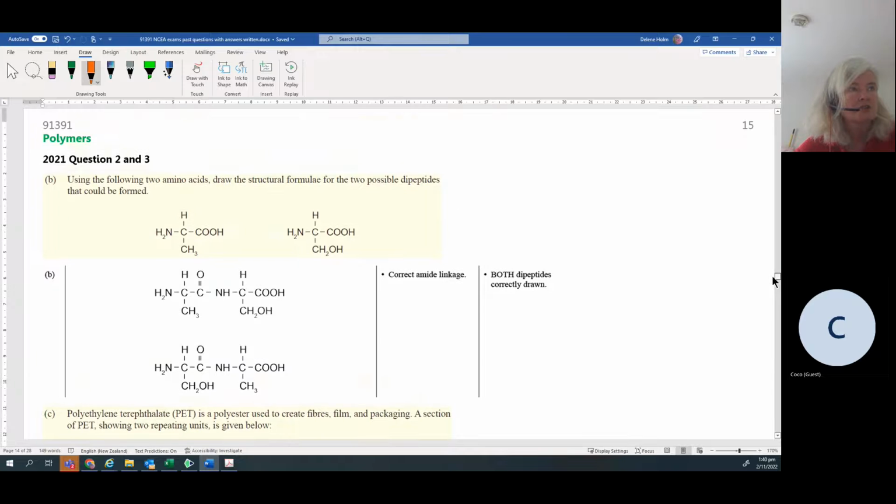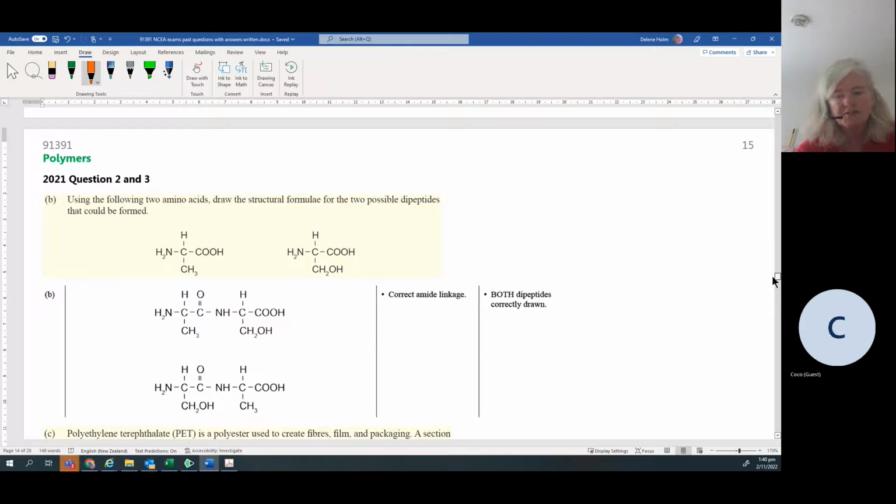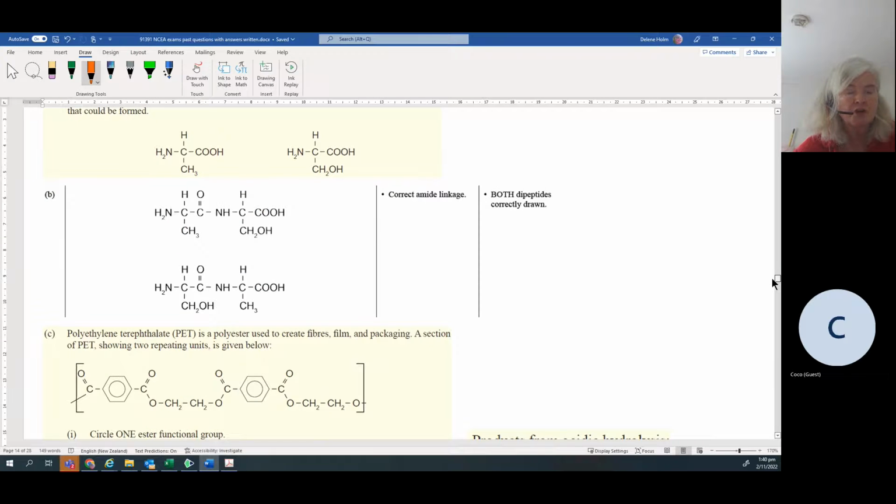Okay, now we get to polymers. Polymers is always a big thing. Some years, 1.5 questions can be on polymers. So the types of questions you can ask for polymers is, here's a polymer, give me the monomer that makes it up, or the 2 monomers that make it up. Or it could be, here are 2 monomers. Draw 2 repeating units of the polymer they would make when they react.